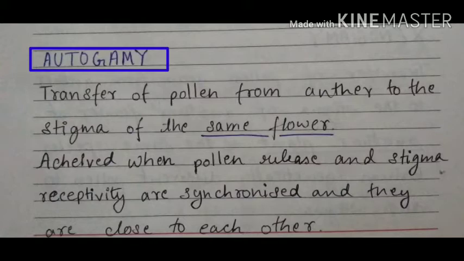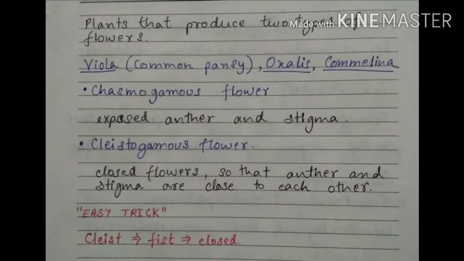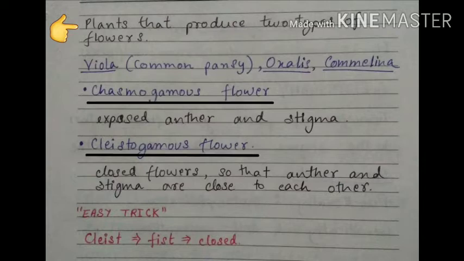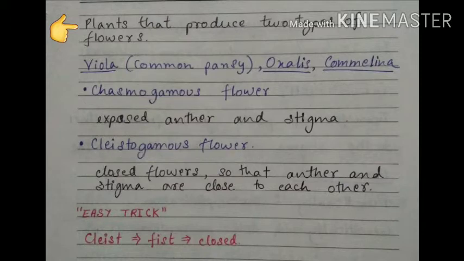There are some plants which show a different characteristic, that is, they produce two different kinds of flowers. Plants like viola or common pansy, oxalis and commelina produce two different flowers known as chasmogamous flower and cleistogamous flower. Chasmogamous flower have exposed anther and stigma, that is, their petals are open, whereas cleistogamous flower have closed petals so that the anther and the stigma are close to each other.